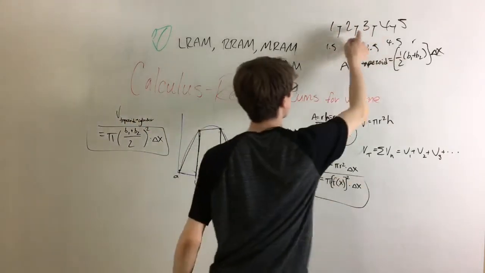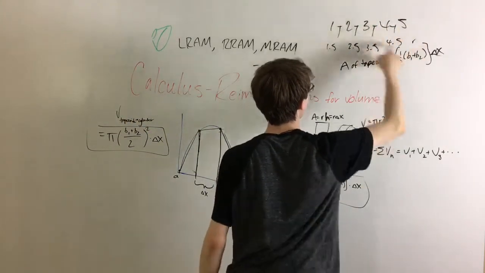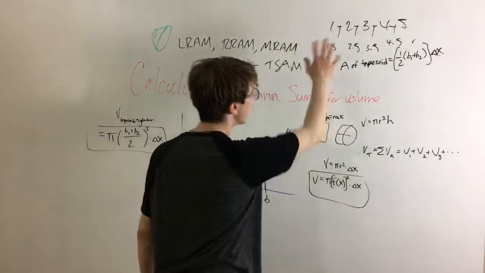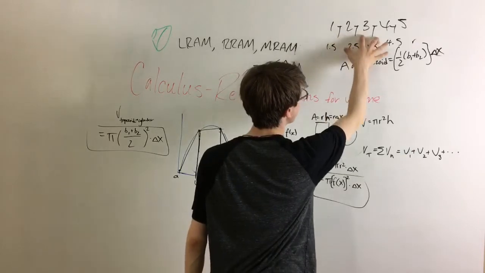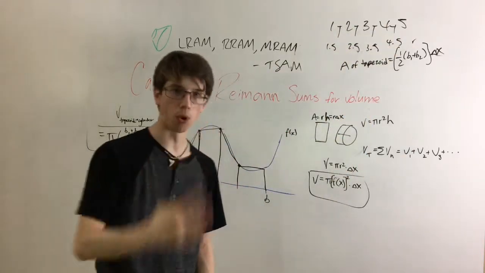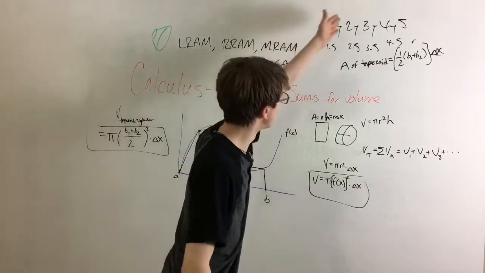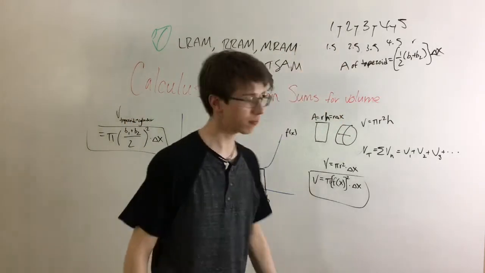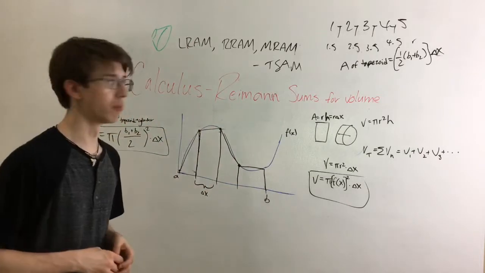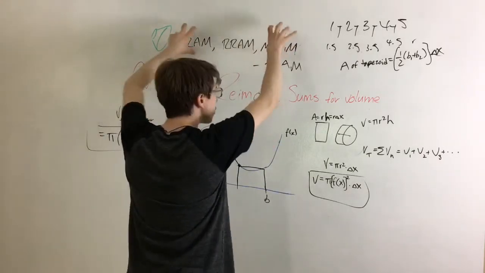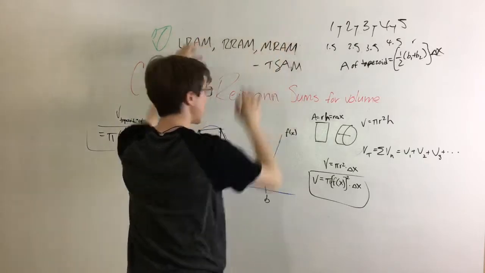You would do 1 and 2, 2 and 3, 3 and 4, 4 and 5. Those would be your 4 trapezoids, because you would have two bases, right? Hopefully we're already all familiar with that. Now, going off of these three, because these three can be grouped in the same category as the rectangle sums.